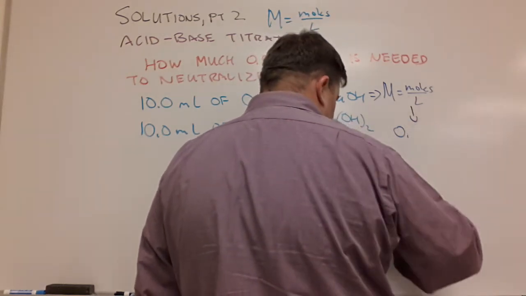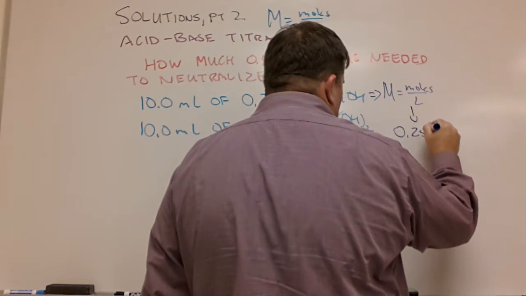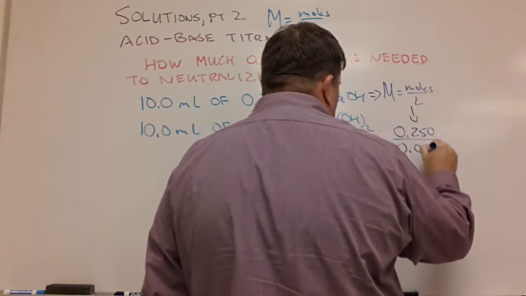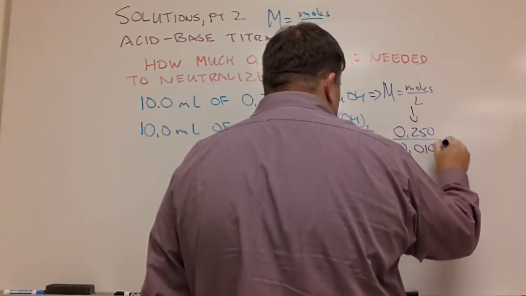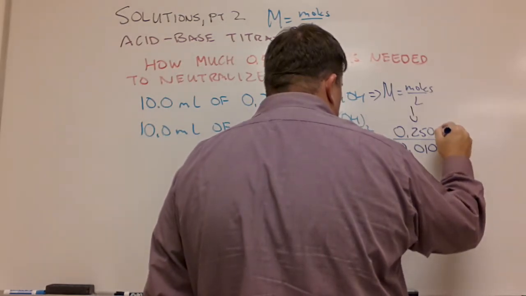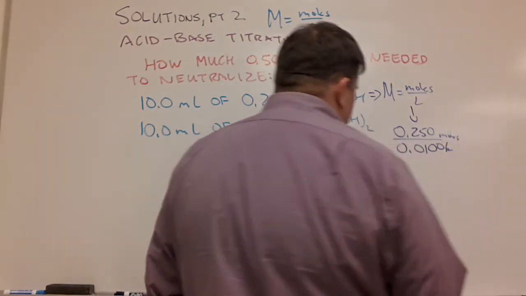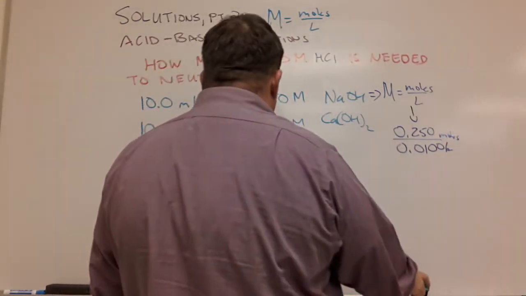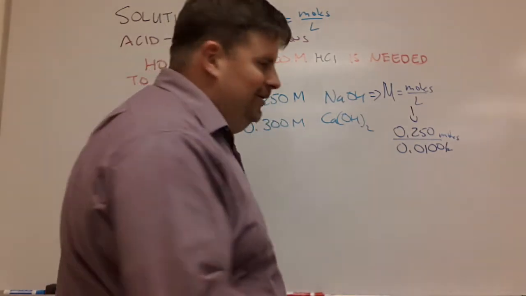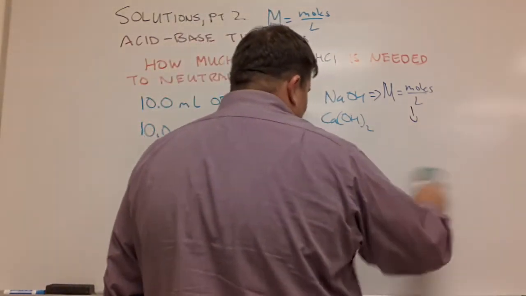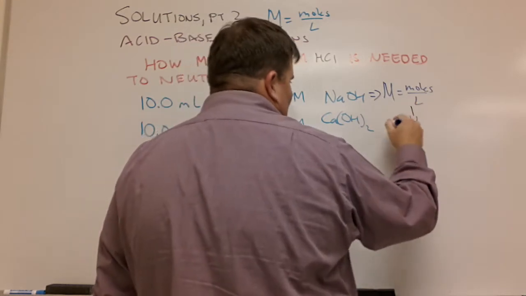0.250 divided by 0.0100 liters. Okay? Wait, I've done that wrong. Why didn't you tell me I did that wrong? Okay? Sorry. I have to rearrange this.